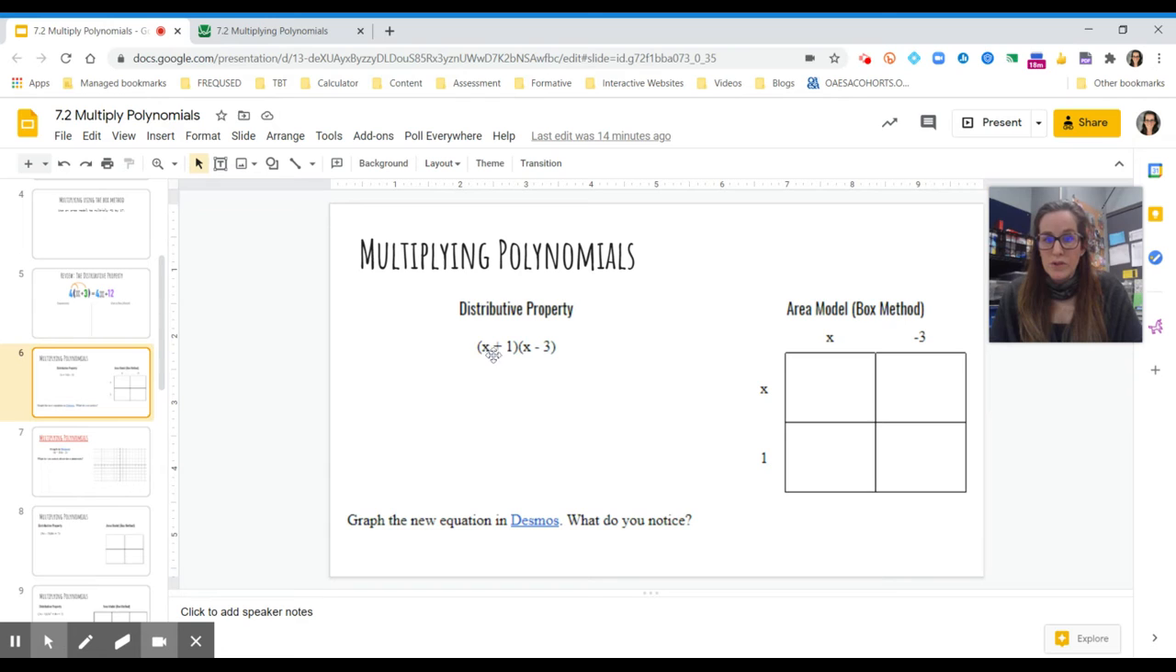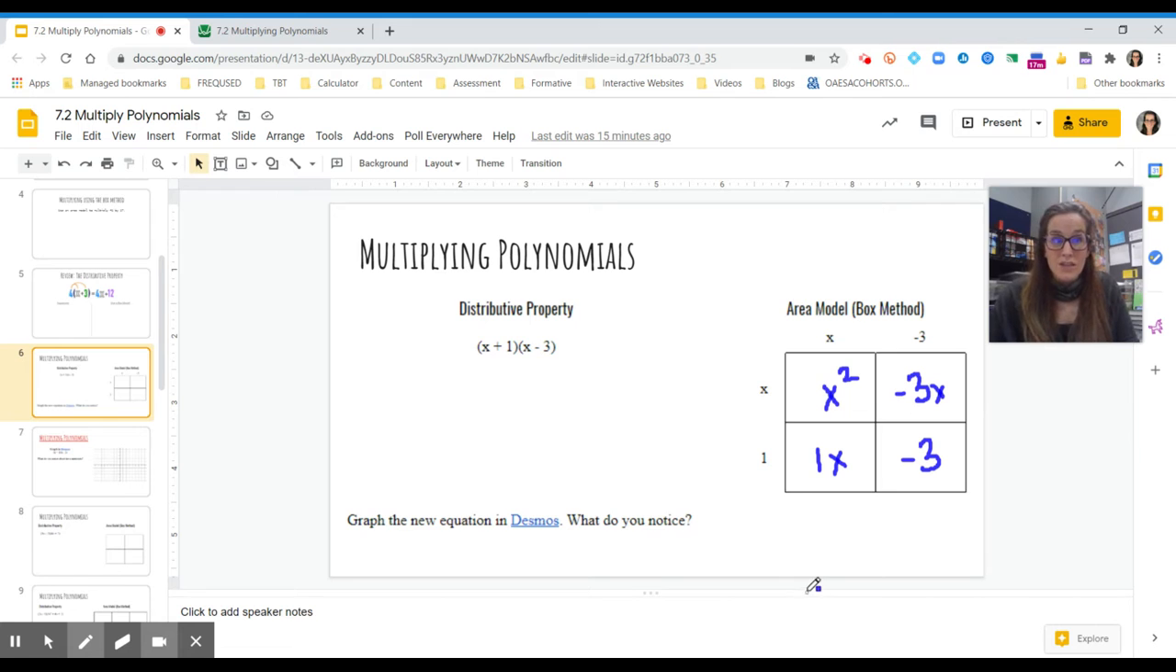You'll notice here I have two binomials, x plus 1 times x minus 3. They're both being multiplied. So I already have my box set up. I already have both sides of my box filled in with what that side represents. And then I can just multiply and write the answers on the inside of the box, right? So x times x is x squared. Negative 3 times x is negative 3x. x times 1 is 1x. And 1 times negative 3 is just negative 3.